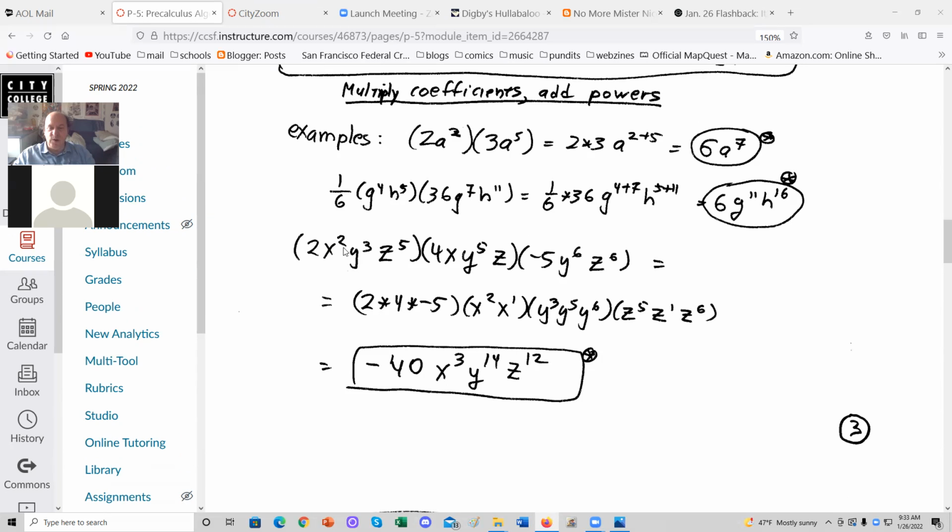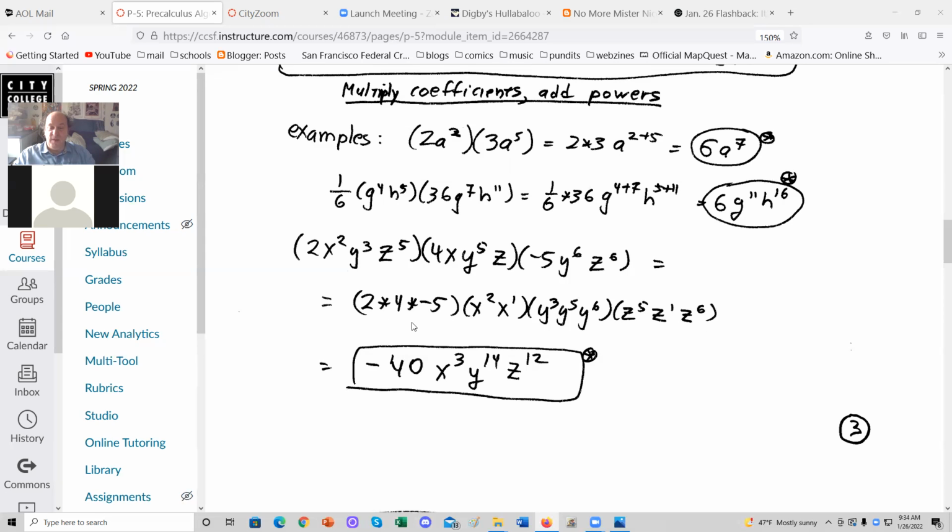Powers of x are 2 and, this is really an invisible 1, 2, and 1, and here there's no x's at all, so we can ignore that. See, x to the second times x to the first. Y cubed, y to the fifth, y to the sixth, y cubed, y to the fifth, y to the sixth. Z to the fifth, z, which is z to the first, times z to the sixth. All right, here we go, we get out this whole thing.